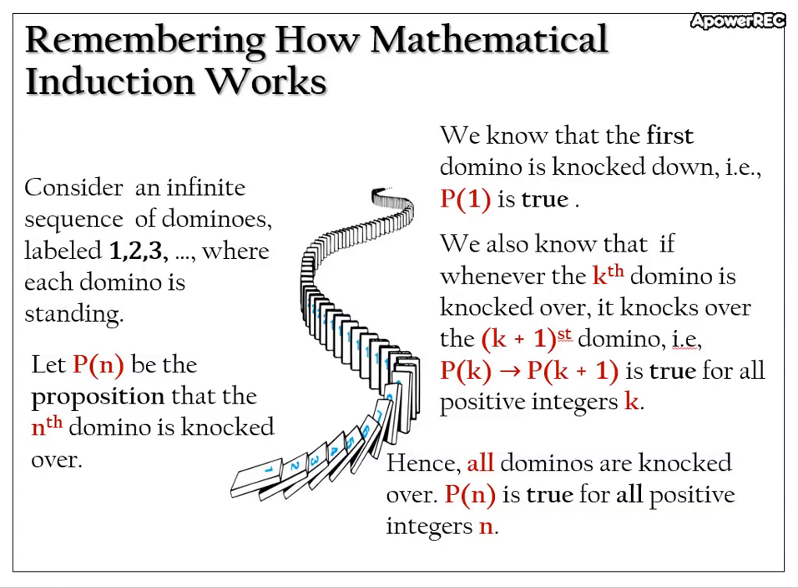Another very interesting way to look at this principle of mathematical induction, or to remember it, is through this process of knocking down a sequence of dominoes. Let's assume that these dominoes are labeled starting from 1, 2, 3, and so on. And all of these dominoes have been arranged in a way such that if we knock down the first one, then it will hit the second one, and so on. All of them will knock down.